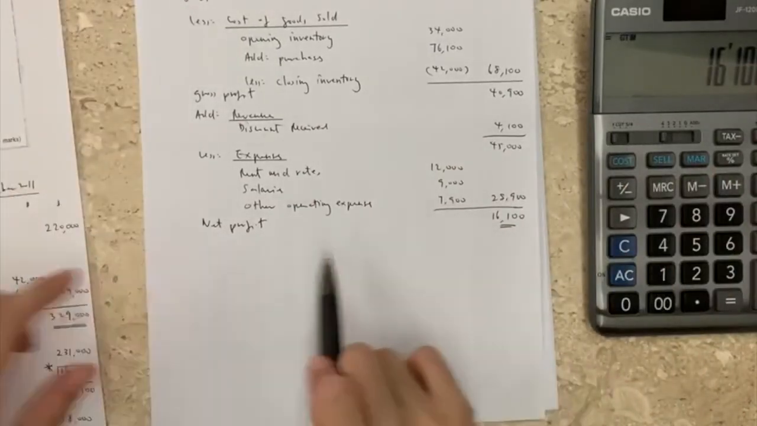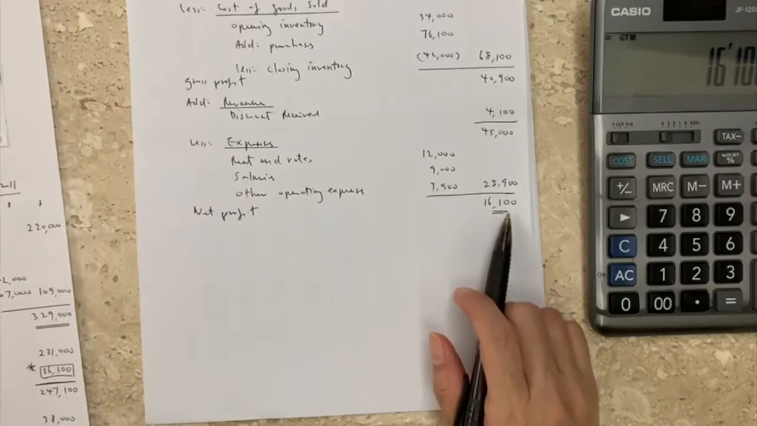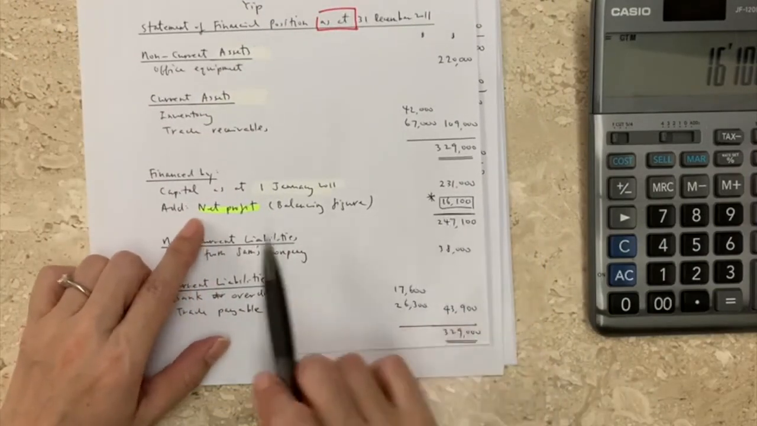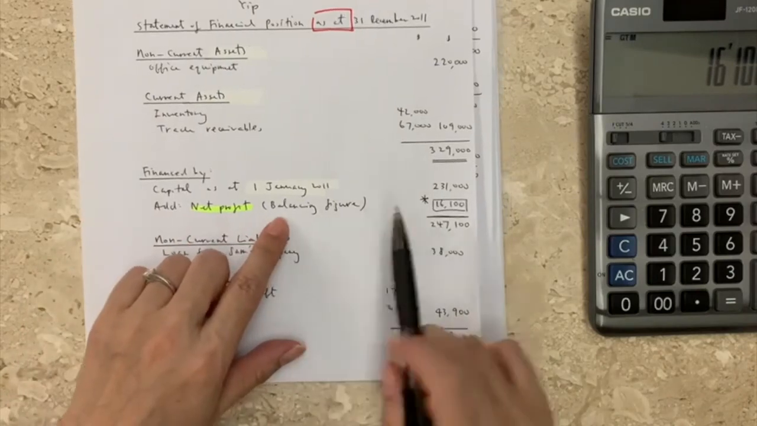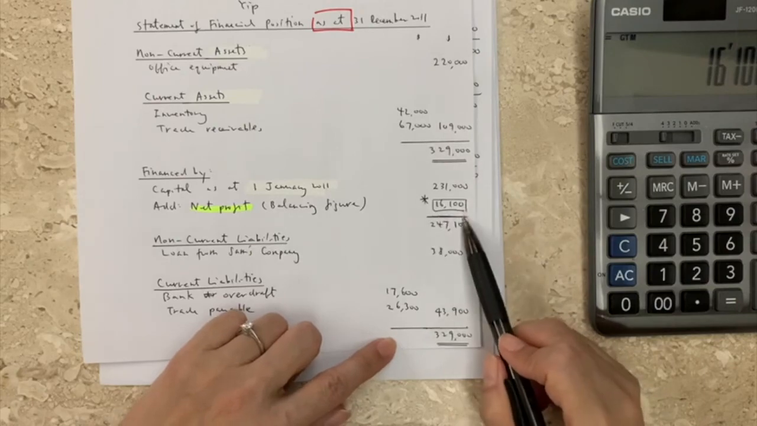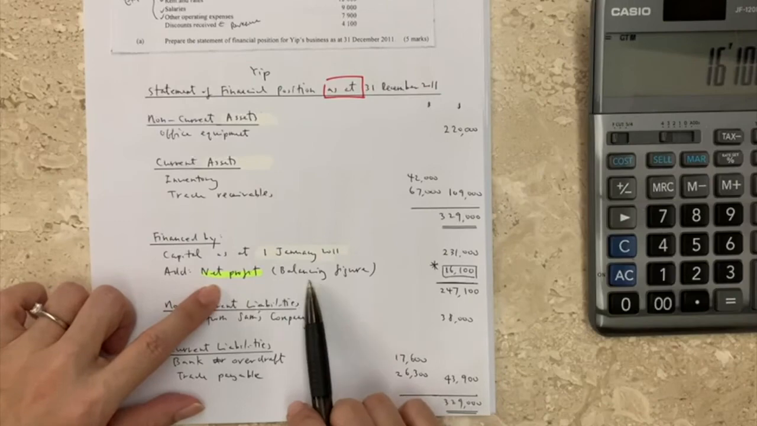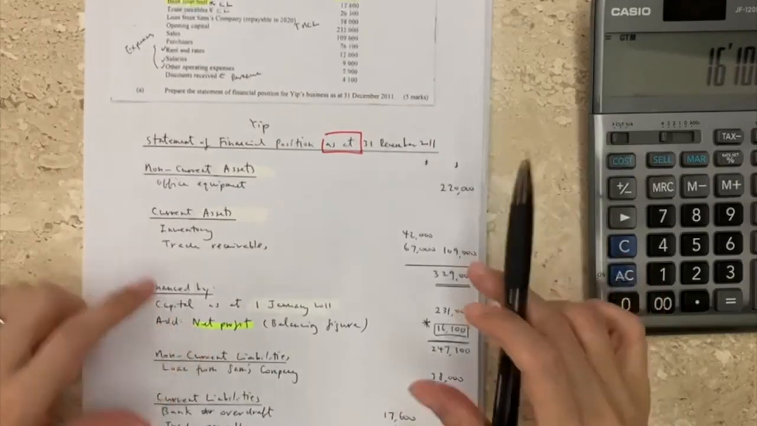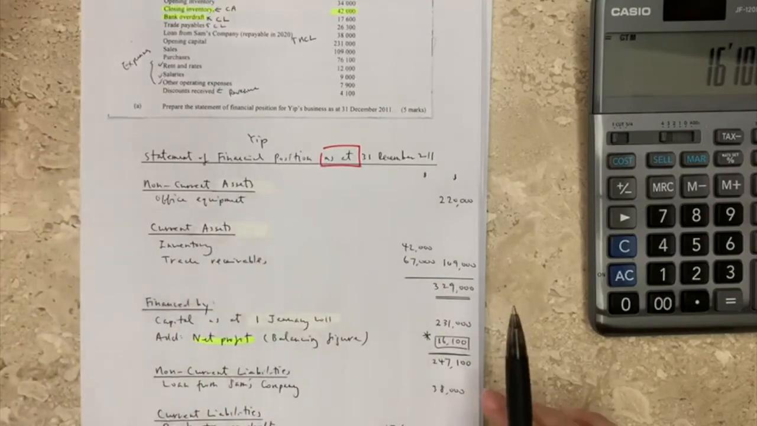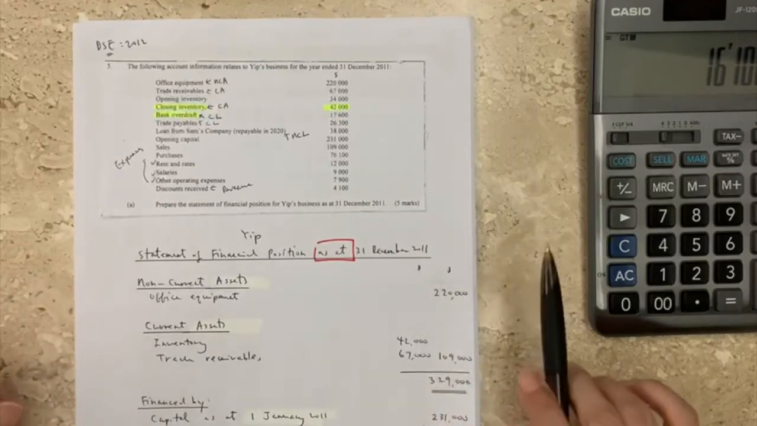Okay, so done. Net profit from the income statement, step number 4, we have 16,100, so we can prove. All right, so net profit here from the balancing figure. All right, so we get the same answer. So therefore, working out net profit using the balancing figure will be faster because we only have 5 marks for this statement of financial position. Okay, so that's all about the DSE question in 2012.